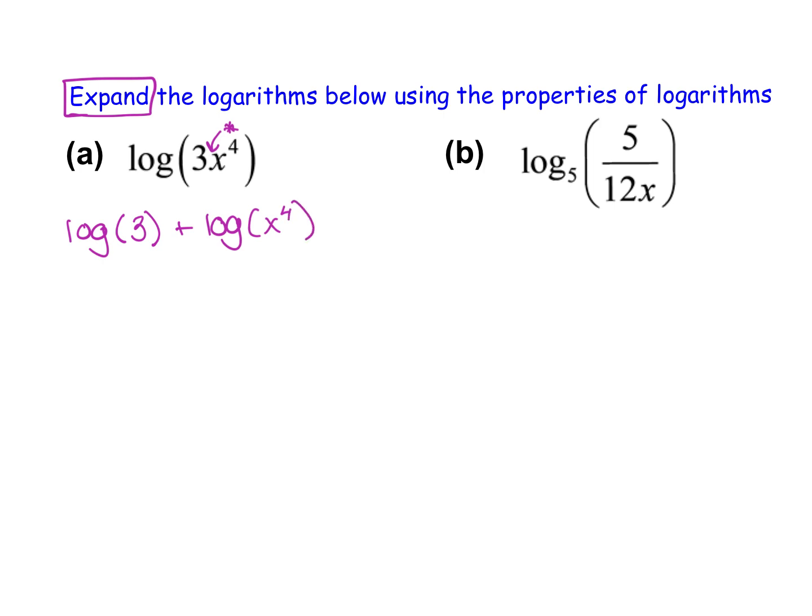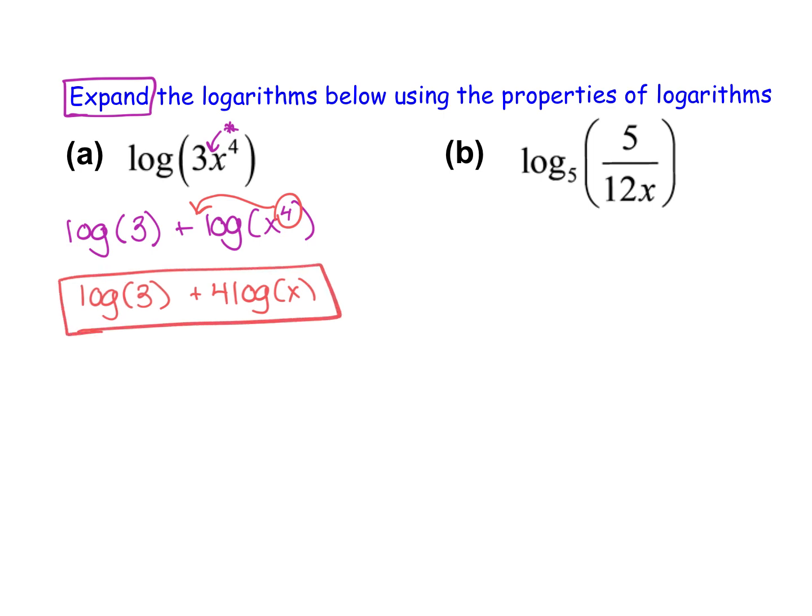Because the 3 and the x to the 4th were being multiplied, I can expand them by adding them as two separate logarithms. Then we know that if we see a power, we can bring that power out in front as a coefficient. So here our final answer would then be log of 3 plus 4 log of x.